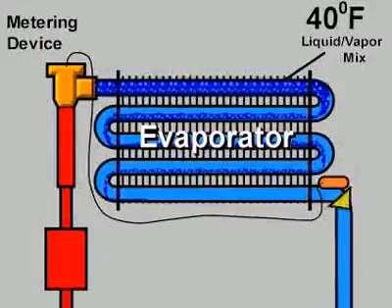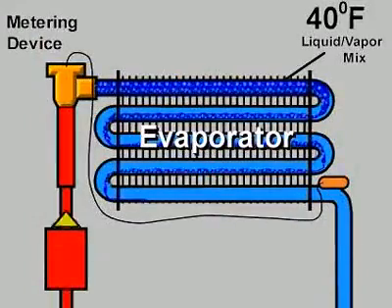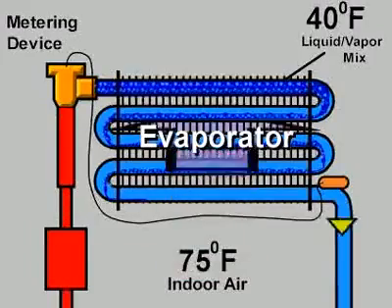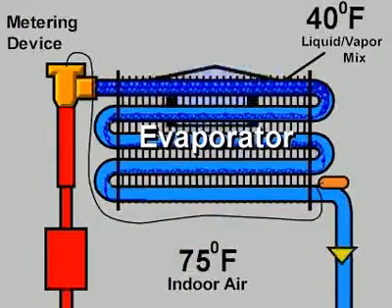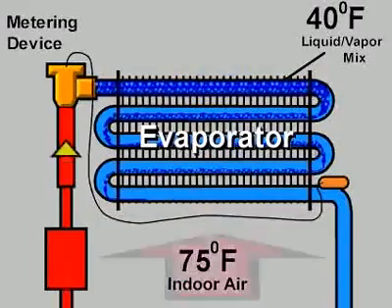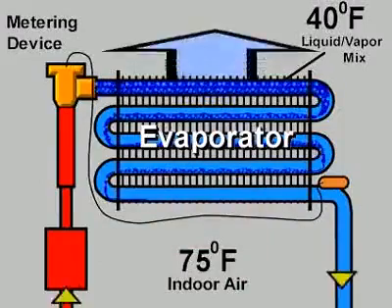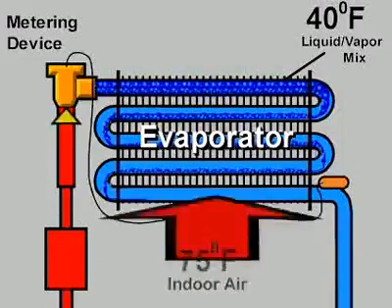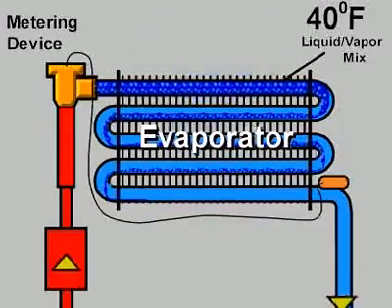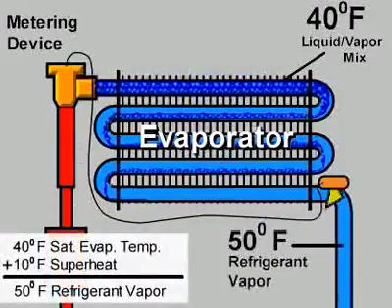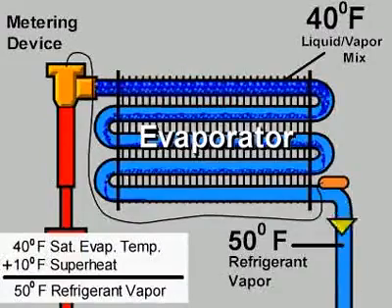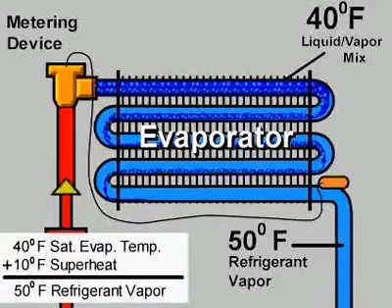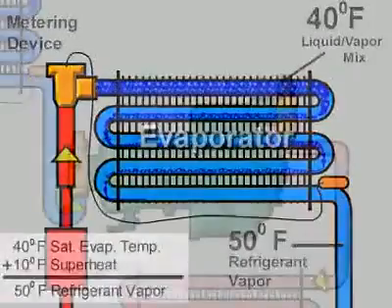As the 40-degree liquid-vapor refrigerant mixture flows through the evaporator tubes, it picks up heat from the 75-degree indoor air. This heat transfer cools the air and causes the refrigerant to evaporate. By the time it reaches the end of the evaporator, all the refrigerant is changed from liquid to vapor. The vapor is heated an additional 10 degrees above the saturated evaporating temperature, to 50 degrees, before it leaves the evaporator. We call this added heat superheat.